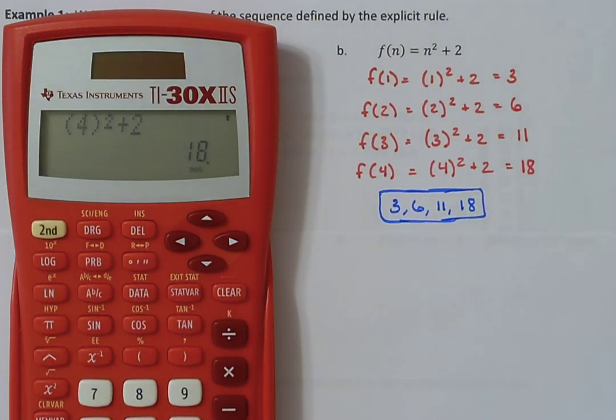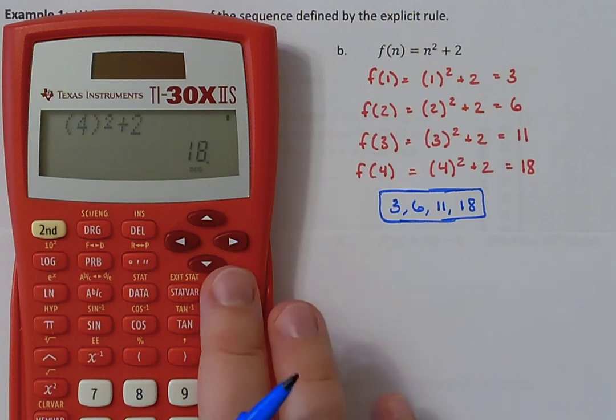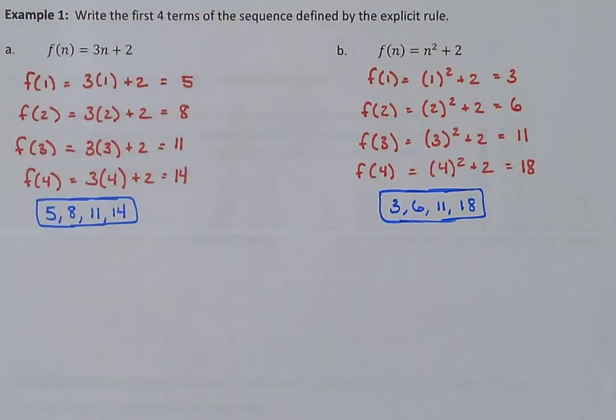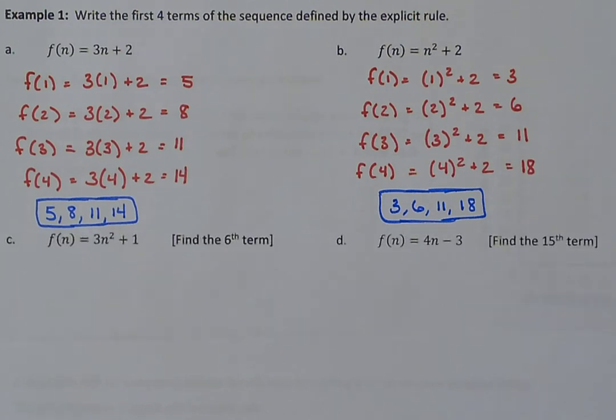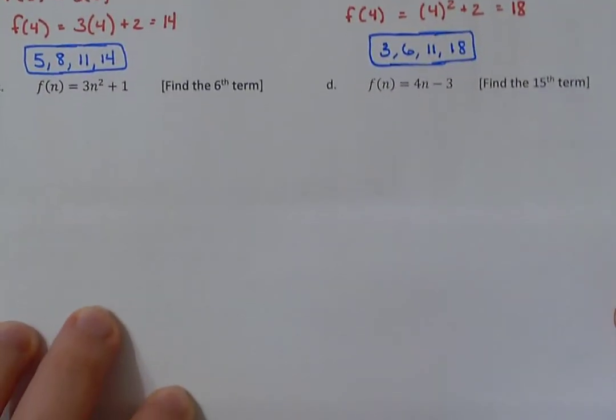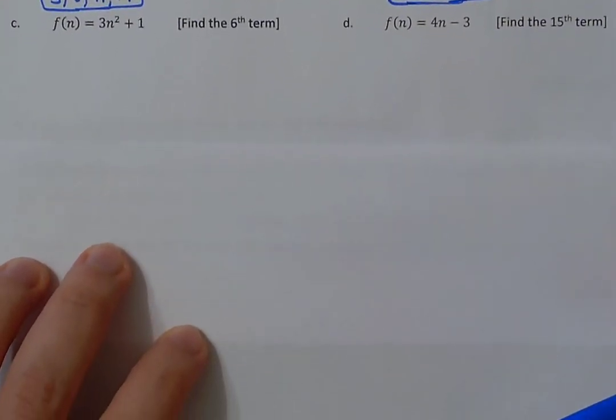Now, the sequence does go on to infinity, an infinite amount of terms. We just need to plug it in for the first 4 terms for parts A and B. All right, so that is how we find the first 4 terms of the sequence defined by the explicit rule. And that is how we do that for example 1, parts A and B. Now, parts C and D is a touch different. It's not as extensive, but it's a little different and something I want to take a look at before we move on.